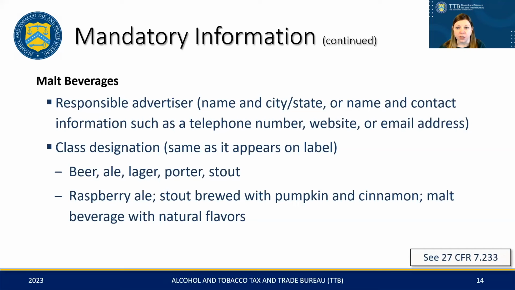Lastly, for malt beverages, the name and address or name and contact information of the responsible advertiser. Trade names may be used, but must be added to your brewer's notice. Class statement of the product, same as it appears on the label. Examples would be beer, ale, lager, porter, stout, or for specialty products that require a statement of composition, an example would be raspberry ale or stout brewed with pumpkin and cinnamon. However the class or statement of composition appears on the label, it must also appear that way in the advertisement.